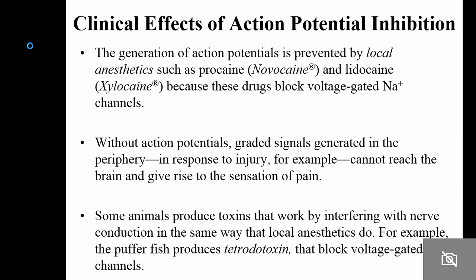The bottom line is that there are animals that produce toxins, right? And these toxins can either kill or stun a predator or prey. And tetrodotoxin, we talked about the pufferfish, novocaine and xylocaine are roughly based on the chemical structure of tetrodotoxin, only they're not as potent.